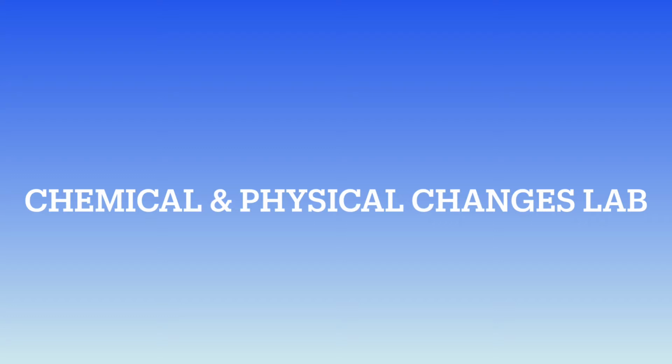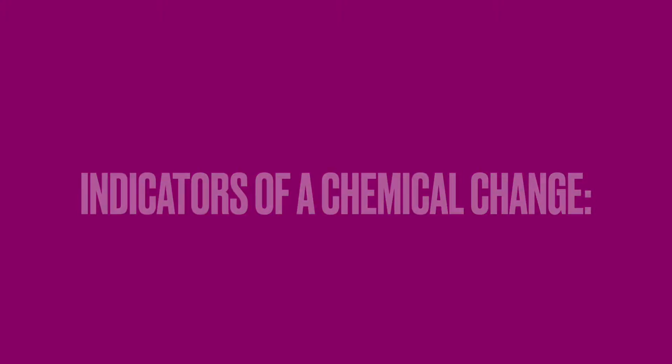Alright, this is the video for a chemical physical changes lab. In order for a chemical change to occur, you have to observe one of these indicators. The first one is a color change, and that's different from a color transfer from things just dissolving. It's like a spontaneous color change when you combine two chemicals.